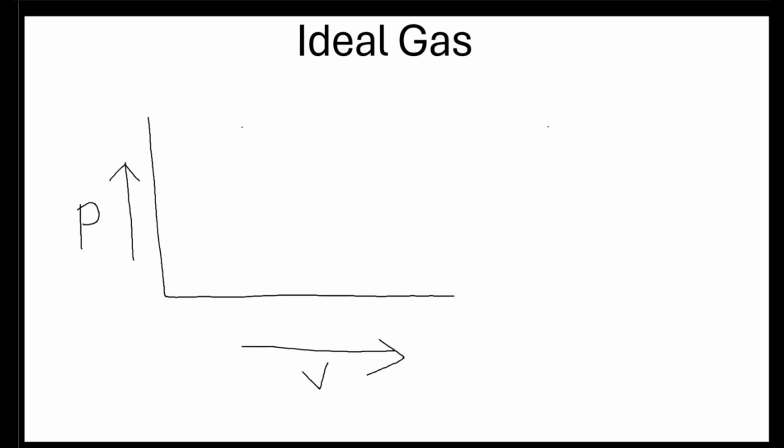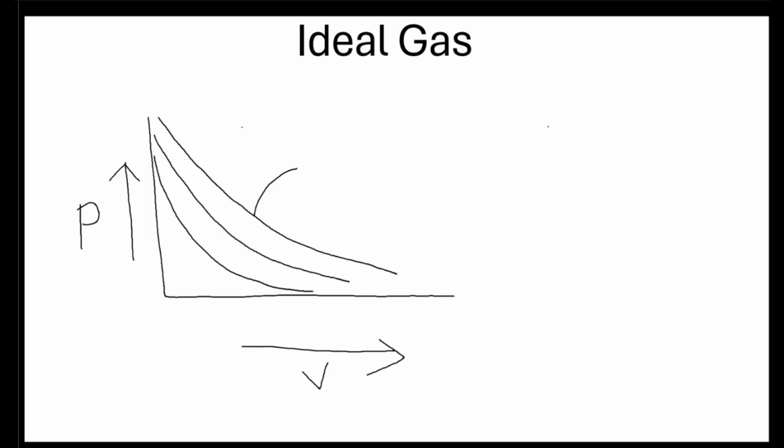Let's understand this better using a graph. In this way, we will have our pressure, and in this way, we will have our volume. As the pressure increases, we can see that the graph somewhat looks like this. That means the volume is decreasing, and each line in this case is called isotherm.